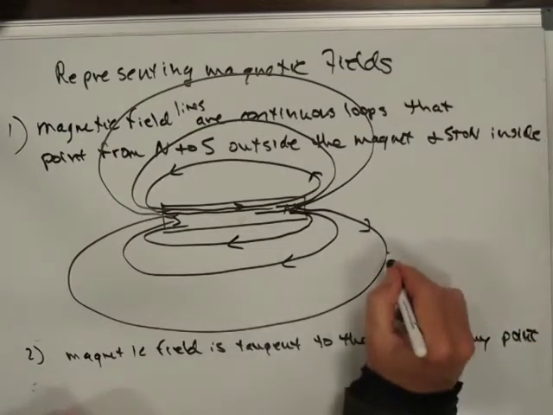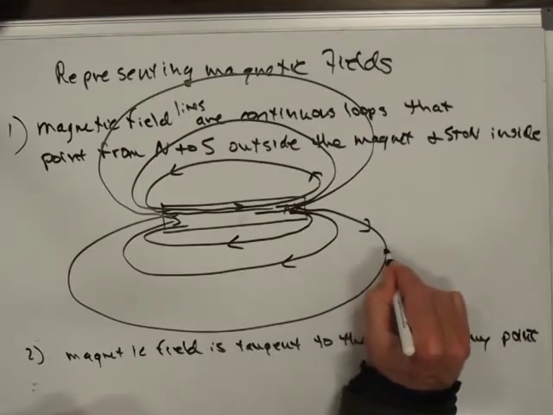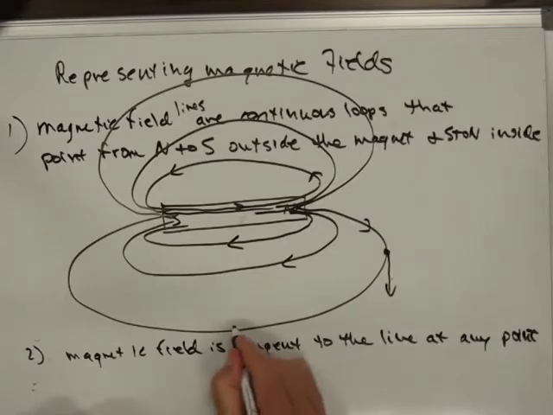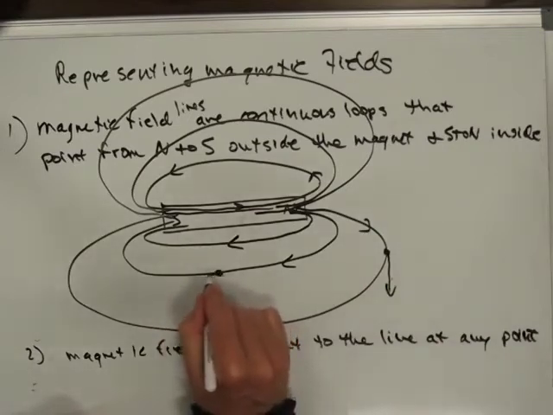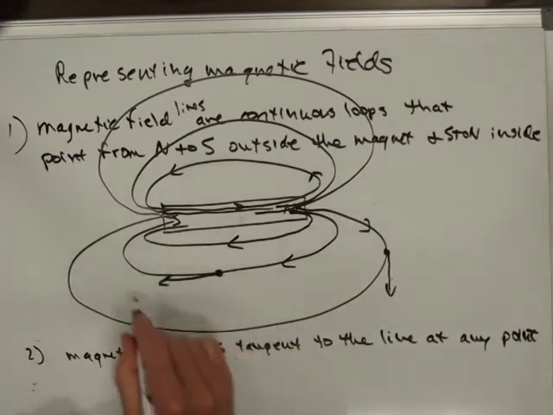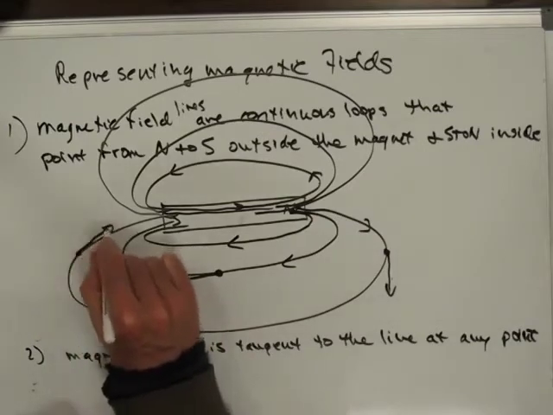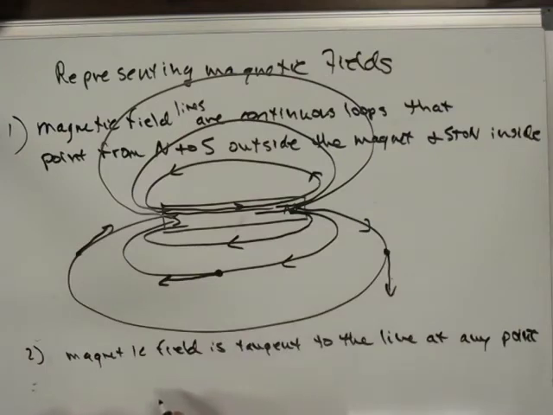So if I ask the question, what's the direction of the magnetic field right here? It's just tangent to the line at that point, and so it would be like that way. What is it over here? Well, it's in this direction, right? It's tangent to the line at any point. Like right there, it's pointing that way, say, right? And so on. Just like with electric fields. Many of these are very similar.